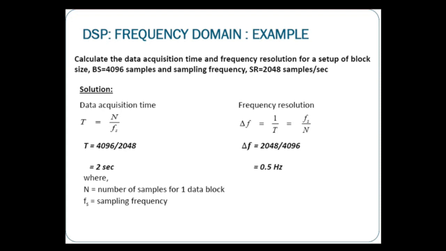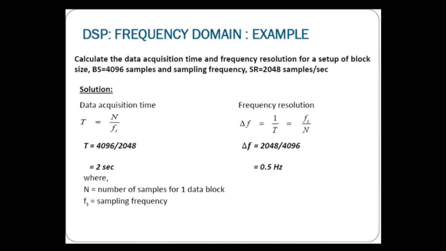If I'm using 4096, then the acquisition time I have to wait for the FFT is 2 seconds, 4096 divided by 2048. And the frequency resolution is 0.5 hertz, the inverse of the acquisition time, or your sampling frequency divided by the block size.